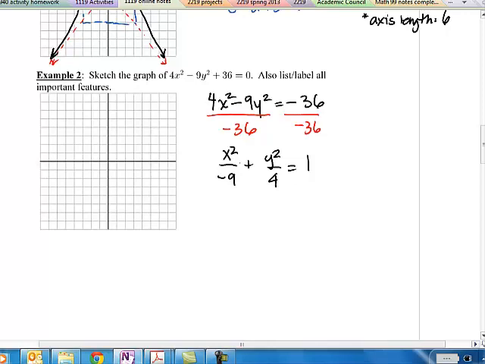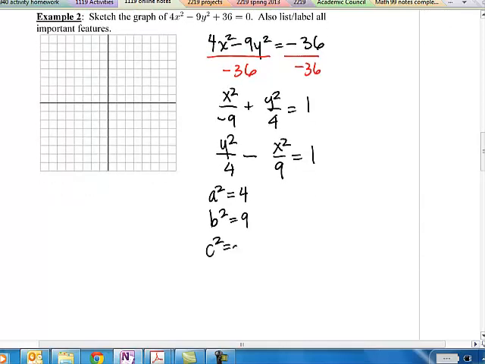So I can see that x squared has the negative coefficient. So I want to rewrite this as y squared over 4 minus x squared over 9 equals 1. And then I can see that a squared, which is always the denominator from the positive term, is going to be 4. b squared is 9. And then c squared, which is a squared plus b squared, should be 13. So a is 2, b is 3, and c is square root of 13.